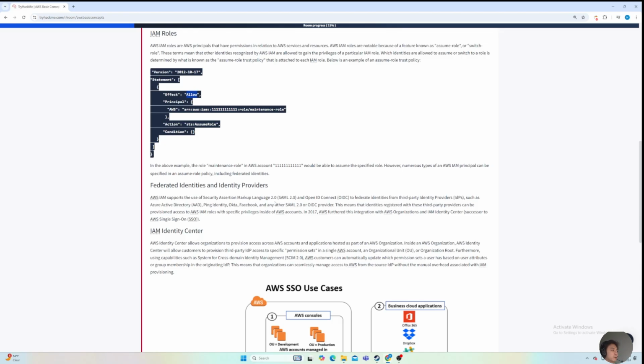Furthermore, using capabilities such as System for Cross-Domain Identity Management (SCIM 2.0), AWS customers can automatically update which permission set a user has based on user attributes or group membership in the originating IDP. This means that organizations can seamlessly manage access to AWS from the source IDP without the manual overhead associated with IAM provisioning.